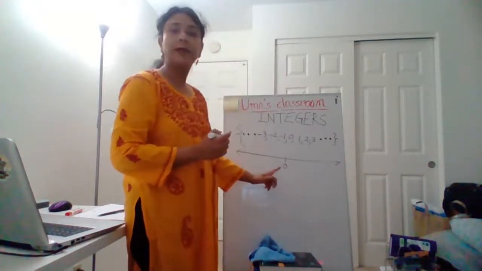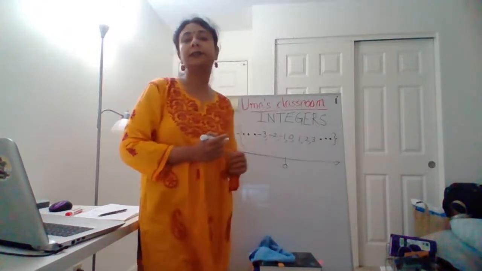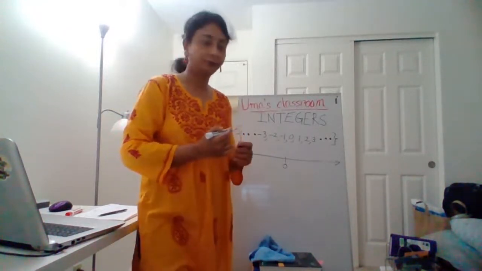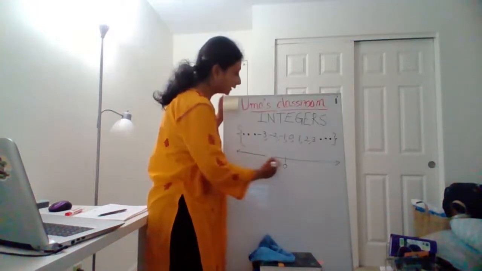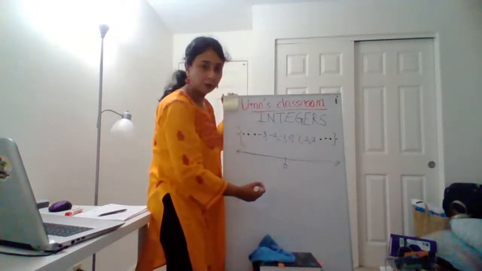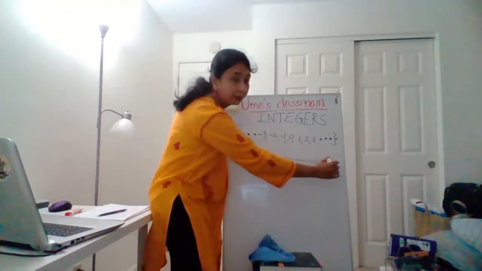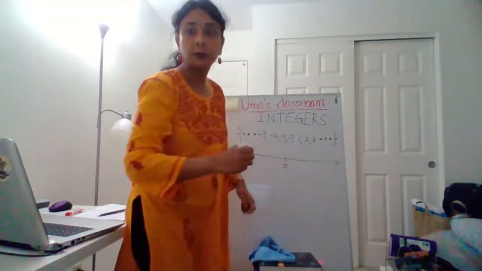So we are coming back to this, how to represent the integers on a number line. So this is my number line, and hopefully you can see this end and this end of the number line. There are 2 arrows.